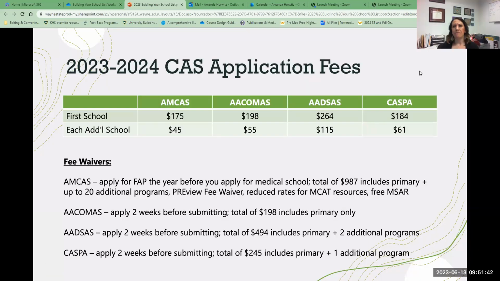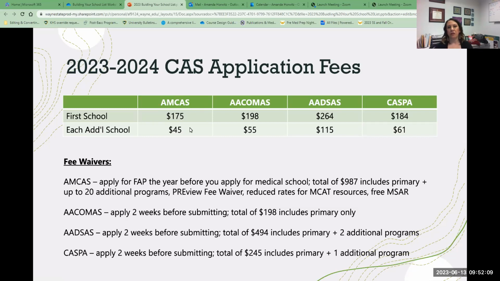So just to emphasize some of those financial considerations that Laura just talked us through, we have broken out the various centralized application service fees for each of the application services that we're really talking about today. As you can see, the initial fee for each of AMCAS, AACOMAS, the dental school application ADEA ADSAS, and the PA school application CASPA is a large chunk of money.